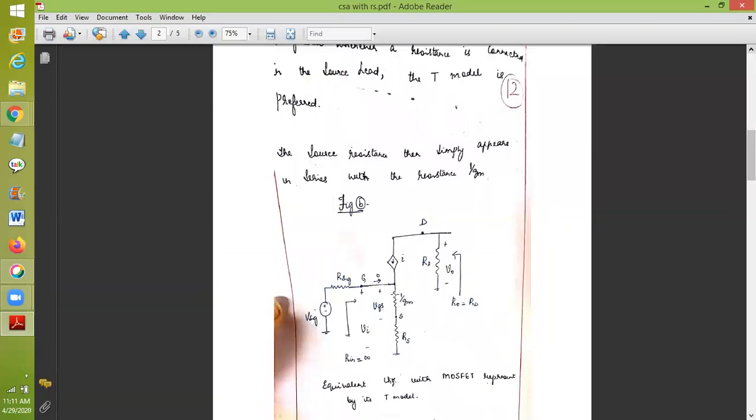If I consider the current flowing through 1 by Gm and Rs as X, what happens if I apply KCL here? Incoming current is I, incoming current is 0. I plus 0 is I, outgoing current is X. So the current flowing through 1 by Gm plus Rs is nothing but the same current I. Did you follow this?